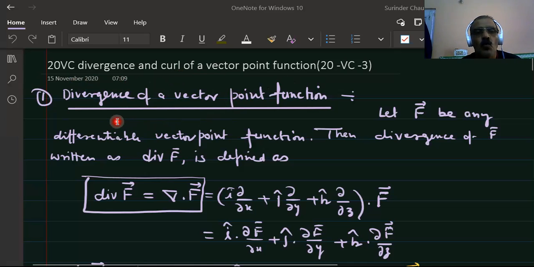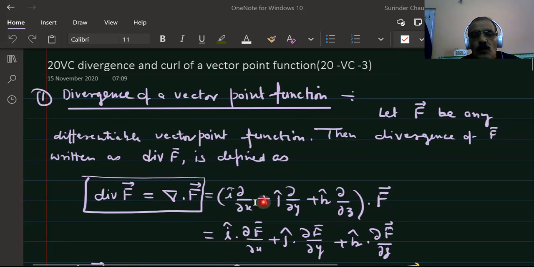let us see what is the divergence of a vector point function. Let f be any vector point function which is differentiable, then the divergence of this vector point function f, written as div f, is defined as divergence of f vector is equal to del dot f vector. Substitute the value of del here, dot f. Here f is a vector.